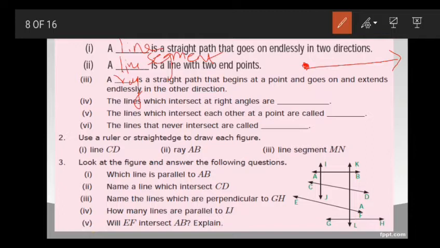Okay, now see fourth one. The lines which intersect at right angles. So here they have given 2 lines. They are intersecting at right angles. Intersecting means they will meet. They will be having a common point, right? And they are intersecting at right angles. Right angles means 90 degree. When we have 2 lines forming 90 degree, then those 2 lines are perpendicular lines.